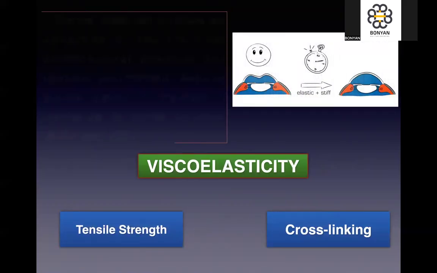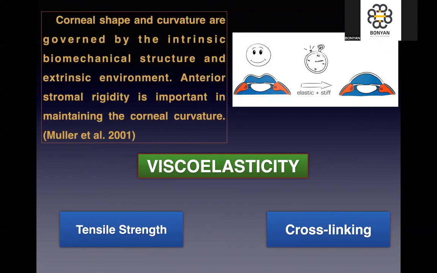Viscoelasticity is responsible for the tensile strength of the cornea. Normally, the corneal collagens are cross-linked. Cross-linked means that they are intermingled together and attached to each other in the normal cornea, with the normal collagen and the normal collagen bonds. While in the abnormal cornea, there is a problem with the cross-linking, with weakness of the cornea.